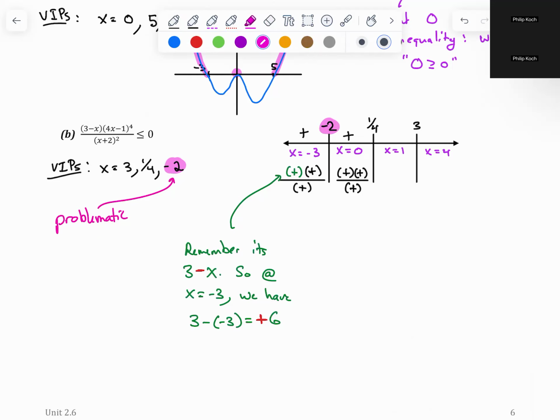Then we'll try 1, and you've got 3 minus 1. That's positive regardless, and then the other ones are also positive. So that's a net positive. And last but not least, it's a negative times a positive over a positive, because it will be 3 minus 4, which is -1.